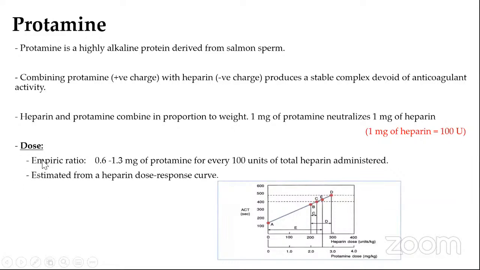So as anesthesiologists, we use the empiric ratio. And anesthesiologists are different. Some anesthesiologists use 0.75. Some people reverse 1-to-1. Some people even go higher. So it depends on the anesthesiologist as well.